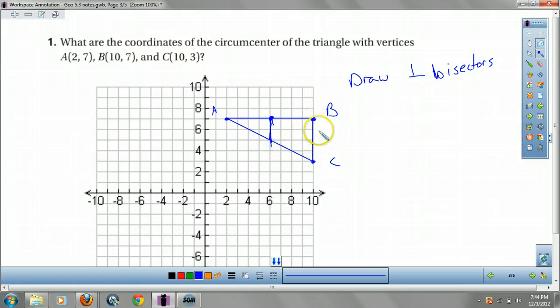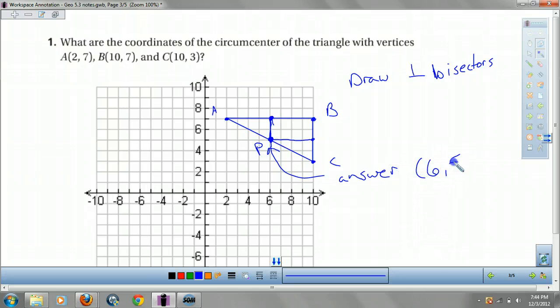Now, BC. It's half of 4. It's 2. So that's my midpoint. And I draw this line across. So this point is my circumcenter. We're going to call it point P. So there we go. Answer. That's the point 6, 5. That's all there is to it, guys. Again, since it's a right triangle, it's going to be on the triangle.